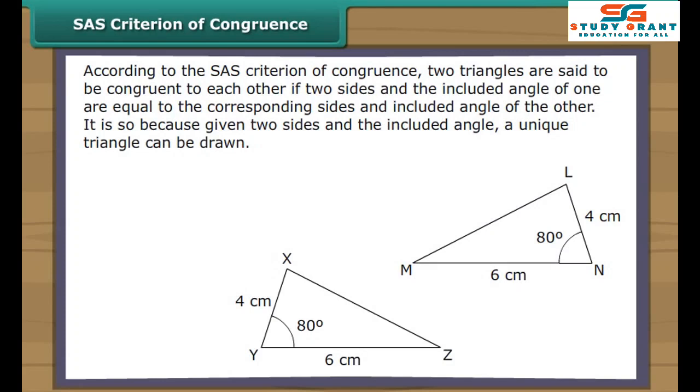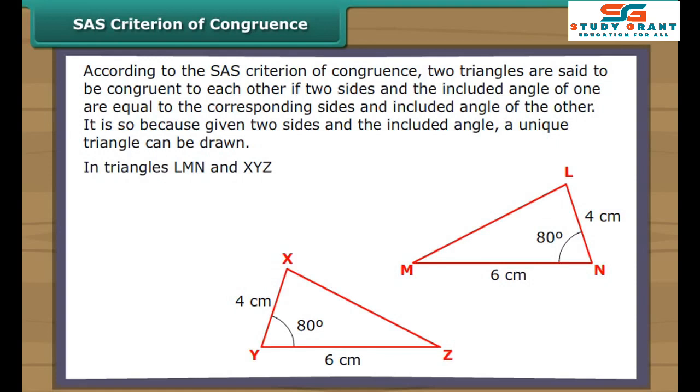SAS criterion of congruence. According to the SAS criterion of congruence, two triangles are said to be congruent to each other if two sides and the included angle of one are equal to the corresponding sides and included angle of the other. It is so because given two sides and the included angle, a unique triangle can be drawn.